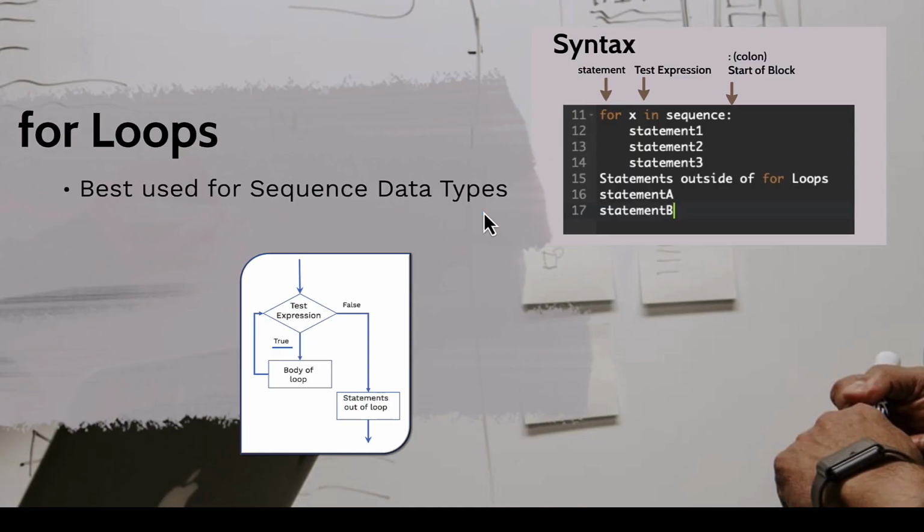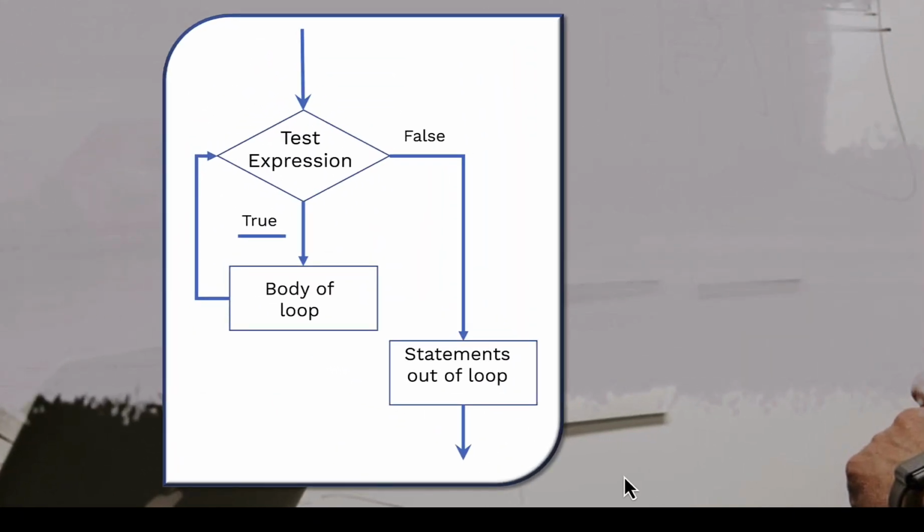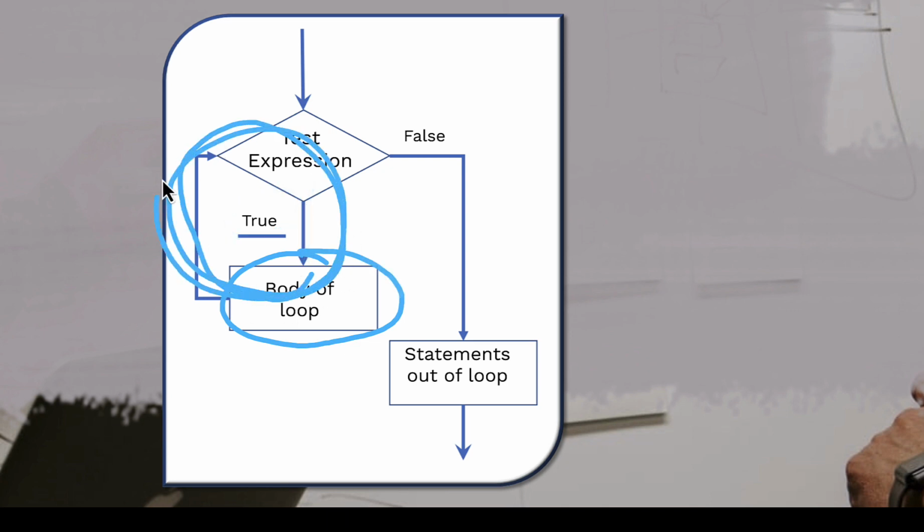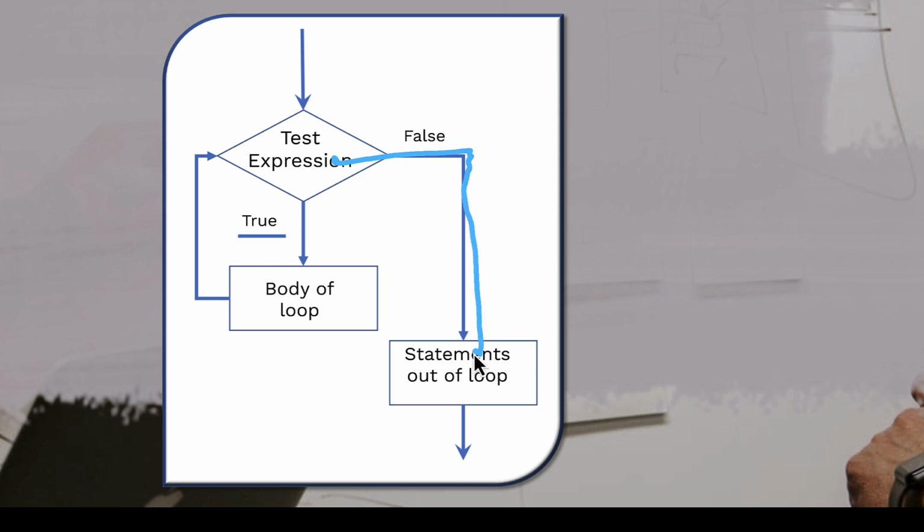So let's take a look at for loops. For loops are designed to work better in a sequence type of events. If we take a look at the flow chart here, we have a test expression that we're going to evaluate, and if that test expression happens to be true, then it's going to execute the body of loop and keep on doing it until the condition is false. After it's false, it breaks out of the loop and continues on with other components.